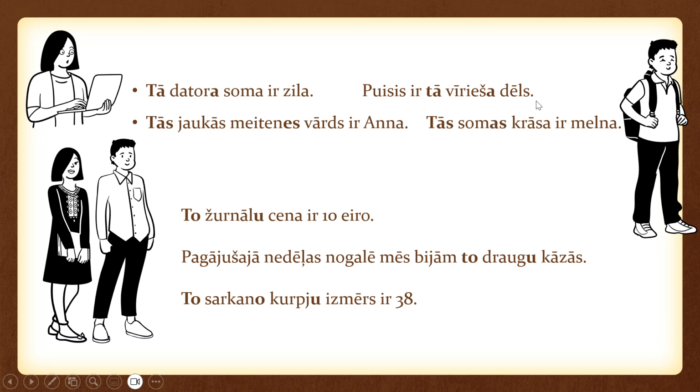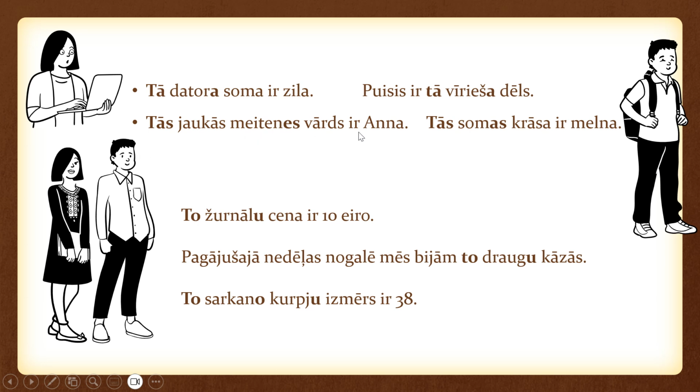Puisis ir tā vīrieša dēls. The boy, the guy, is the son of that man, or in Latvian we say that man's son. Again, vīrieša dēls and that man, so we would use the genitive form.